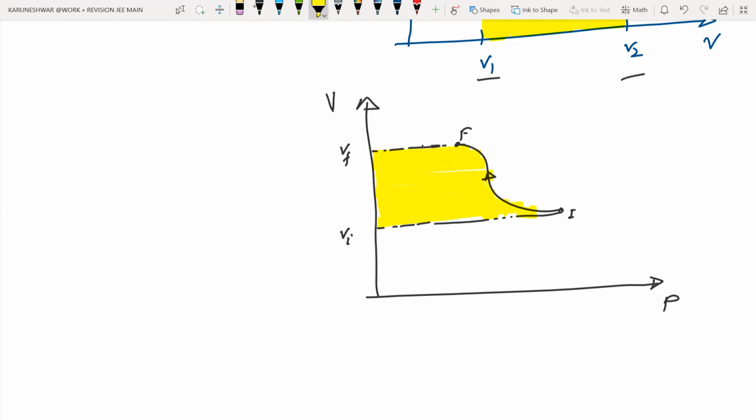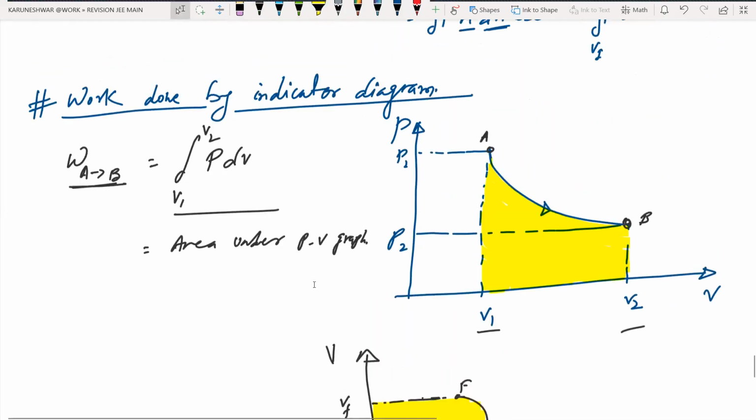So this area you have to calculate, and this area is what we can say is the work we are looking for. So this is the work you can find out.